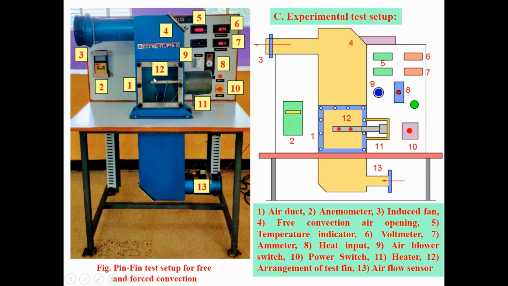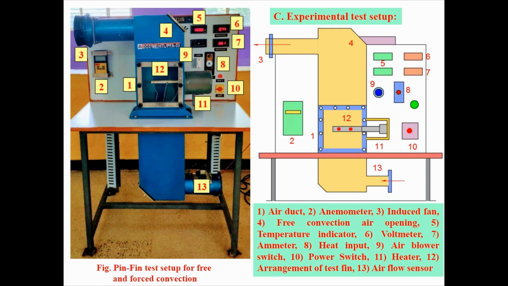Then what temperatures do you have to take down? You have to take 5 temperatures. One is T1, the air inlet temperature, and T2, T3, T4. These are the three thermocouples placed over the surface of the aluminum metal pin. And you have to take one more temperature, that is T5, the air temperature at outlet. You have to take all 5 temperatures from this temperature indicator by rotating this knob. After this, you have to do the calculations.